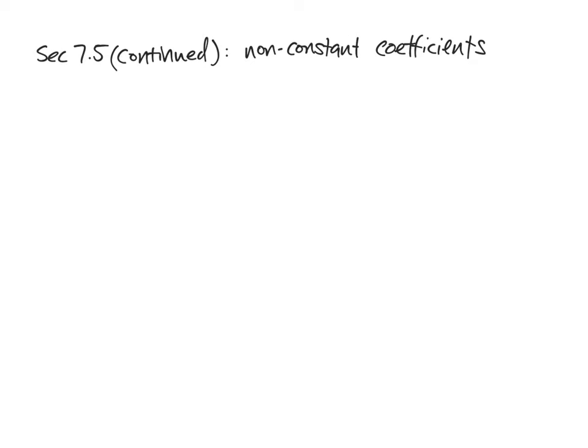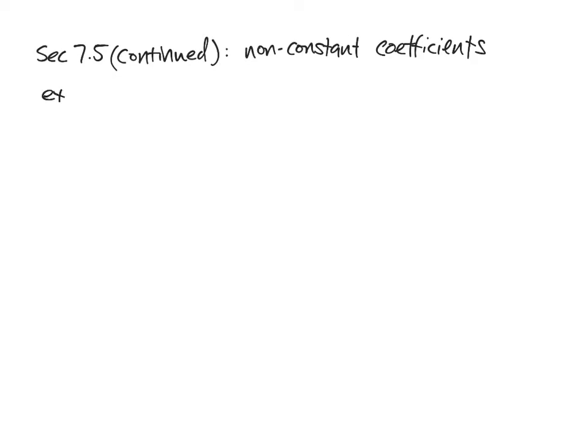In the last video, the problem we did, we could have solved using the techniques from chapter 4. In this example, we're going to do one where the methods from chapter 4 don't apply because we have non-constant coefficients. So it's still a linear second order equation, but it's non-constant coefficient.